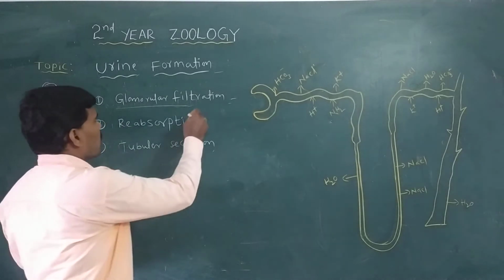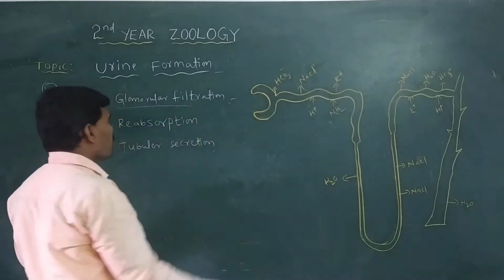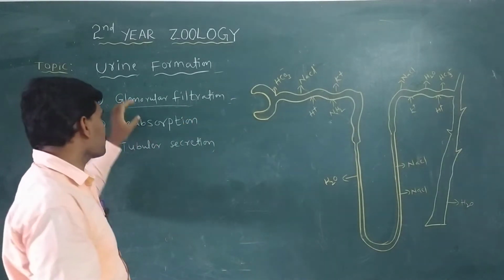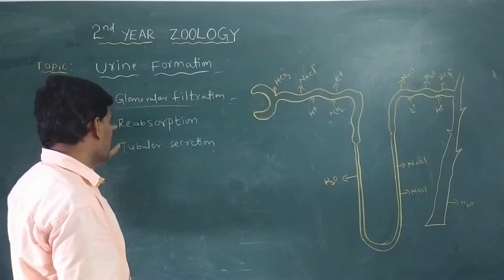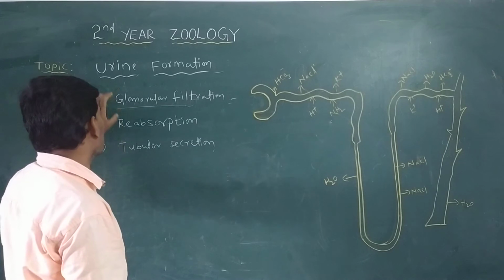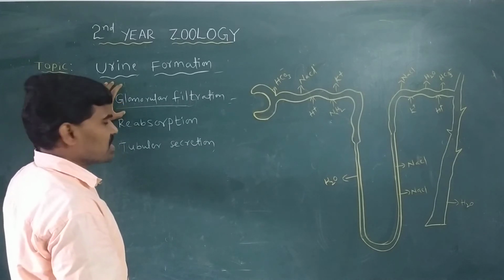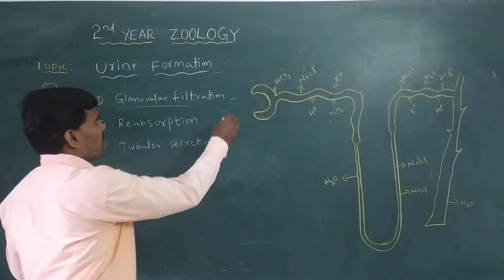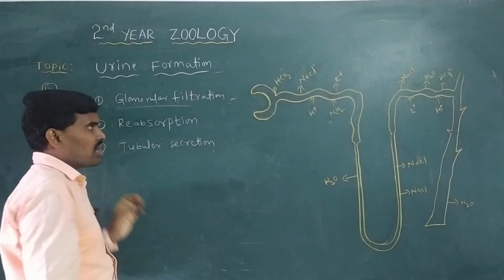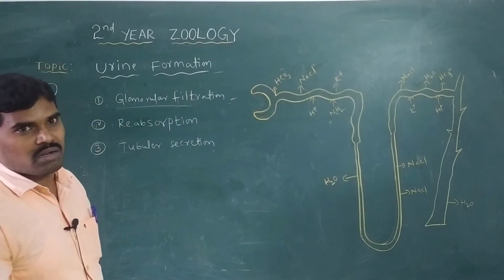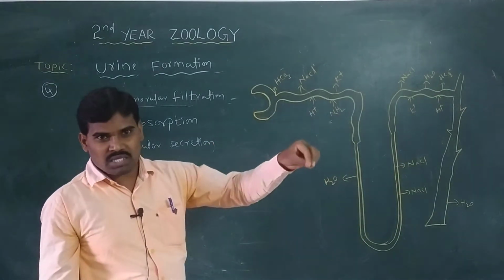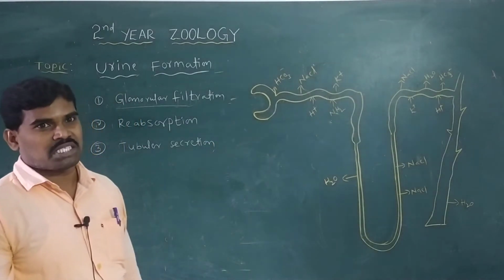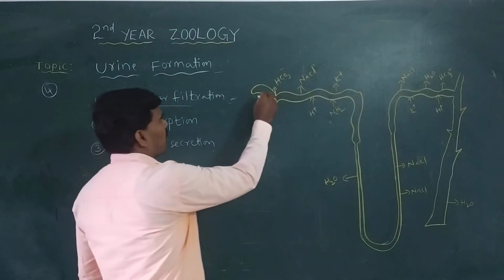First, glomerular filtration. Second, reabsorption. Next, tubular secretion. The first step of urine formation is glomerular filtration, in which fluid is filtered from the glomerulus into Bowman's capsule.